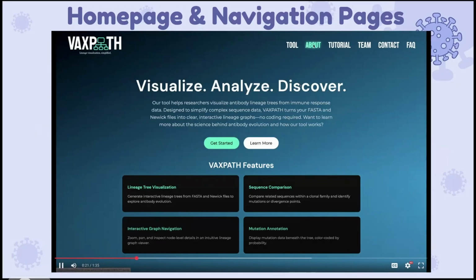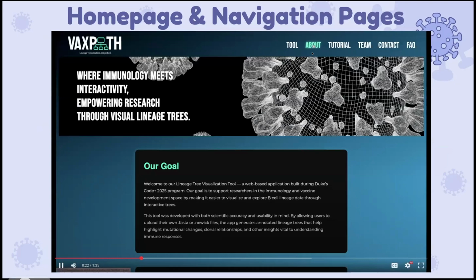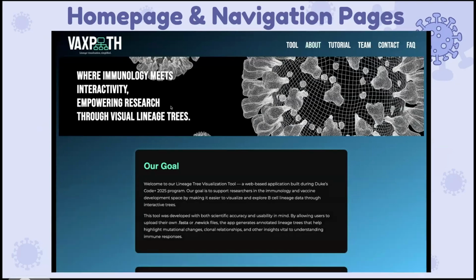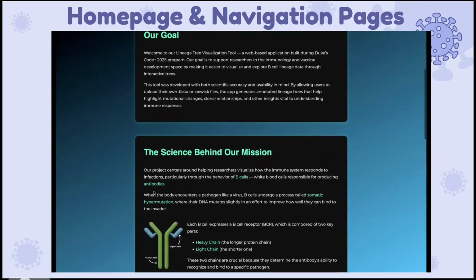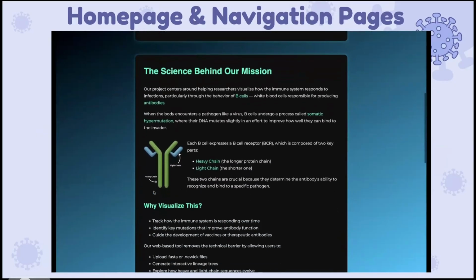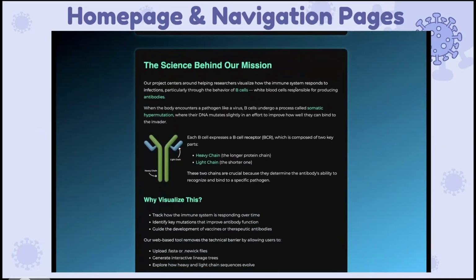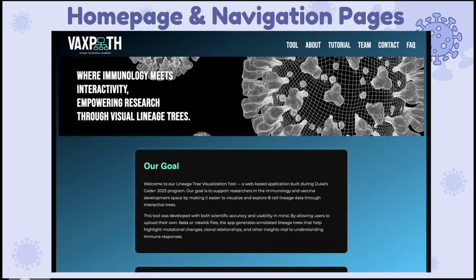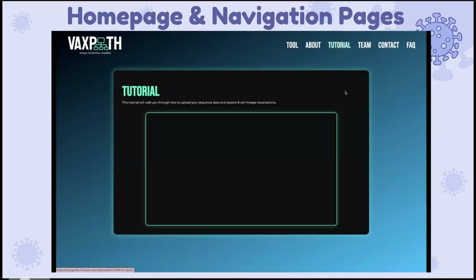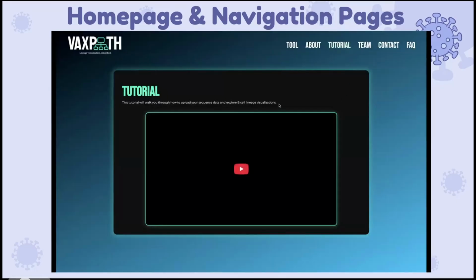As we go to the About section, this About page is where we introduce our tool's mission and how it helps researchers visualize complex lineage trees with ease and clarity. We also include a brief overview of the science, explaining key terms like B cell receptors, heavy chains, and light chains, as Jaren described earlier. Then as we go back up and click Tutorial, the tutorial page walks users through uploading data and navigating visualization features step by step, which is perfect for first-time users.